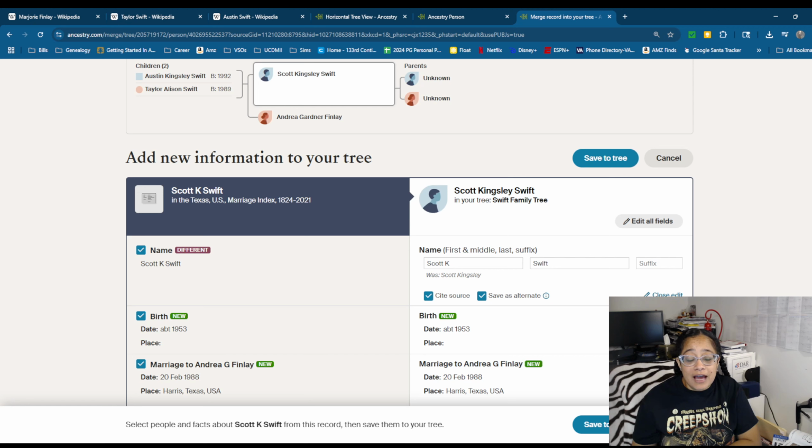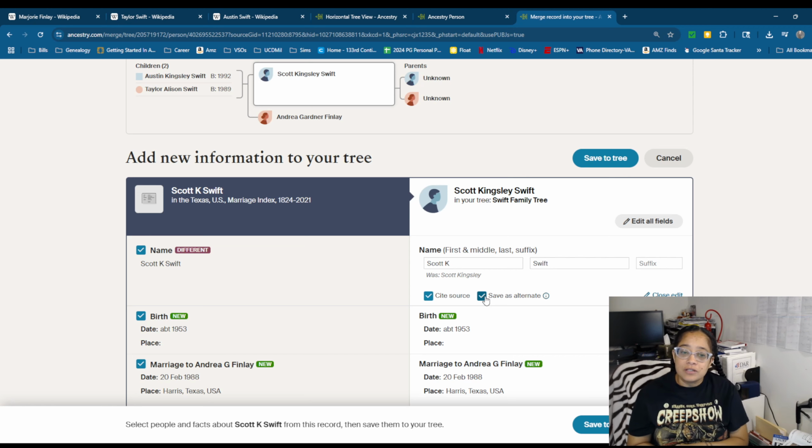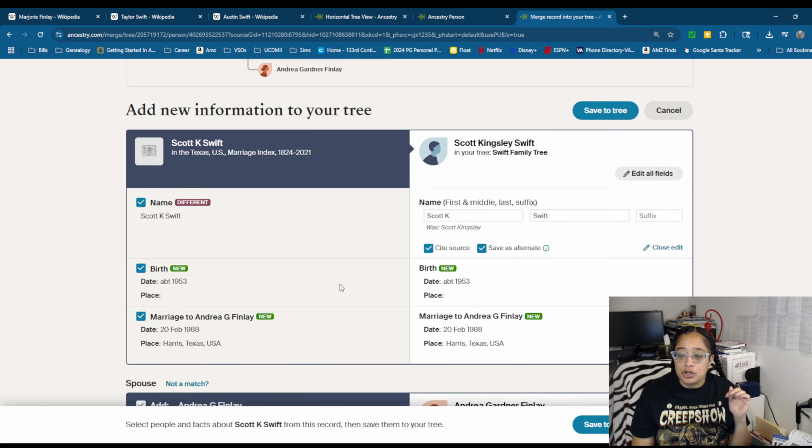Now, you'll see that this is different from the Scott Kingsley Swift I have up here. So you do click the box for name and you want to save this as an alternate. Some folks don't care about that, but as a genealogist, I want in the facts section a list of every single way his name was recorded in these records. So I'll show you that in a minute.